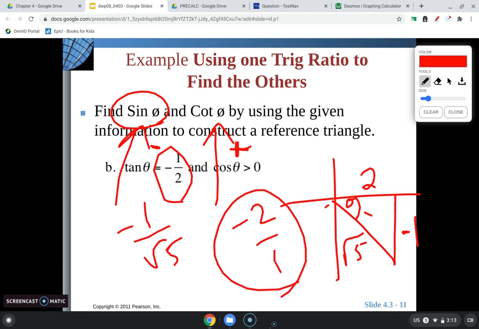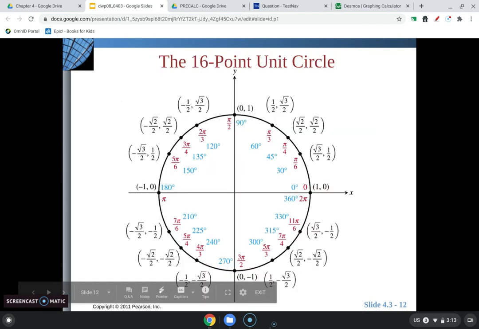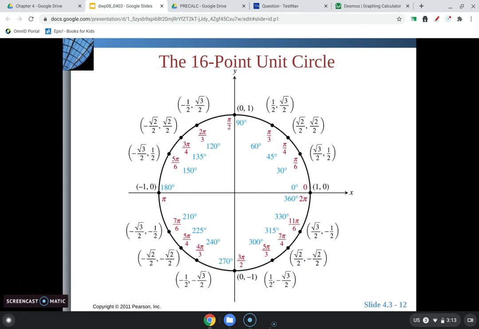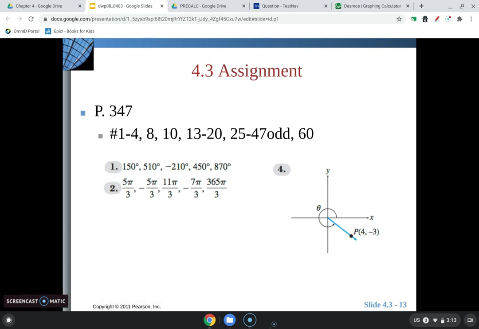All right, so you got to use your unit circle to figure out what quadrant you're in, and then draw your reference triangle. Always go with the horizontal as you're doing those. All right, there's another copy of the unit circle. There will be one on the formula sheet in the chapter as well. All right, let's go ahead and go through a couple of these on the assignment together here.